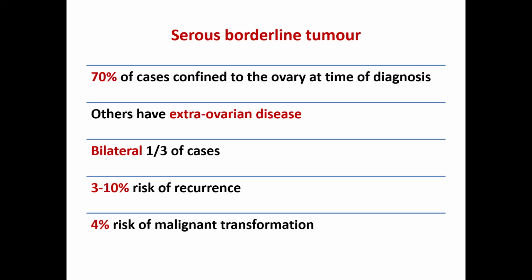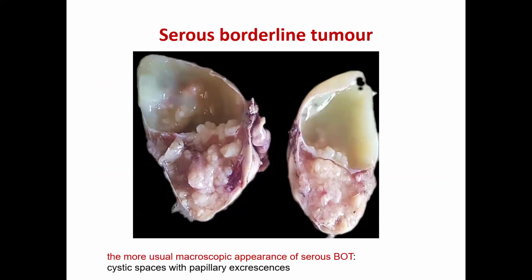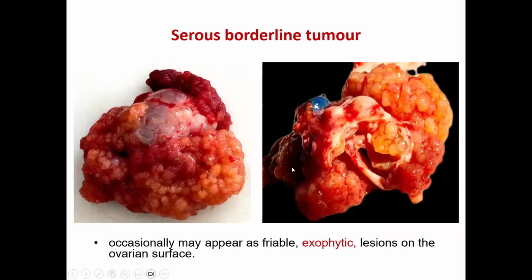It's bilateral in about 1/3 of cases and has only a 3 to 10% risk of recurrence and only 4% risk of malignant transformation. Here's the classic serous borderline tumor. This is an ovarian cyst bisected, showing a cystic lesion, and these exuberant papillary structures arising into the lumen. This is a classic appearance of serous borderline tumor. And in this case, here is the ovary, and this case shows surface involvement of the ovary by these papillary structures. So this is a serous borderline tumor with surface involvement.